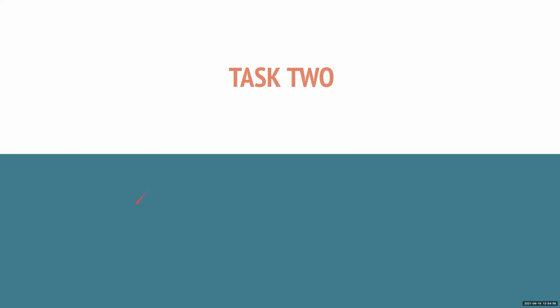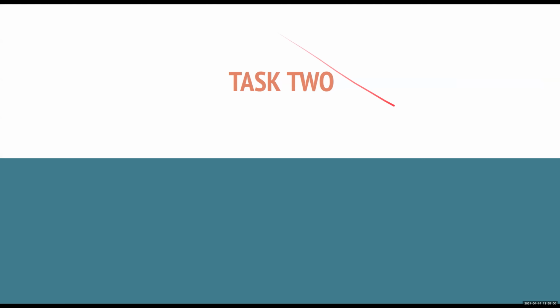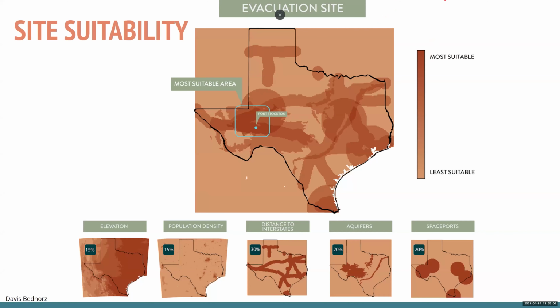All right, and moving into task 2, we're going to start with a refresher of our site suitability map. Just a refresher, our suitable area in West Texas is around the Fort Stockton, Midland, Odessa area because of several categories: population density, distance to interstates, position over aquifers, and position to existing spaceports. We chose Fort Stockton as the most suitable area for our evacuation site.